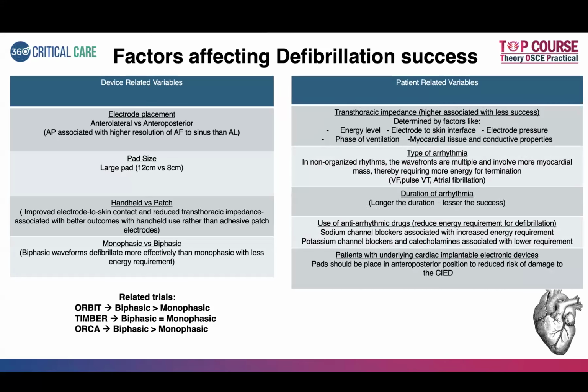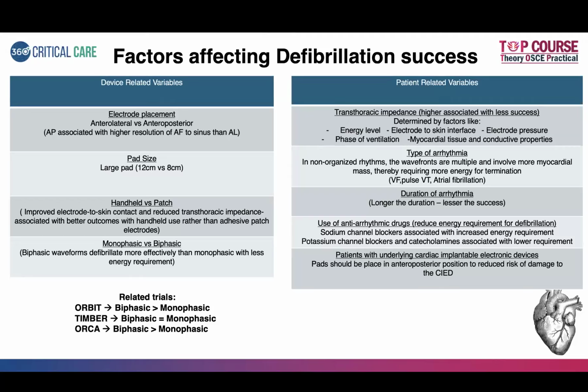Then you have patient-related variables. The most important is the transthoracic impedance. That is, the higher the impedance, the less likely the success. So it is determined by factors like energy levels, the electrode to skin interface, the electrode pressure, the phase of ventilation. They say that during inspiration, there is more impedance because the lung acts as an impedance layer between the skin and the heart. So there is an impedance of about 10 to 15% more when the patient is in the inspiratory phase. So that needs to be kept in mind.